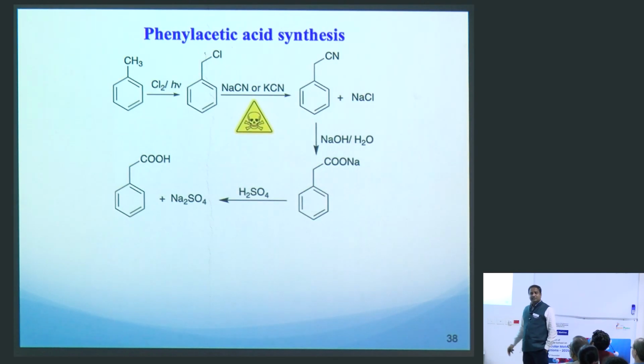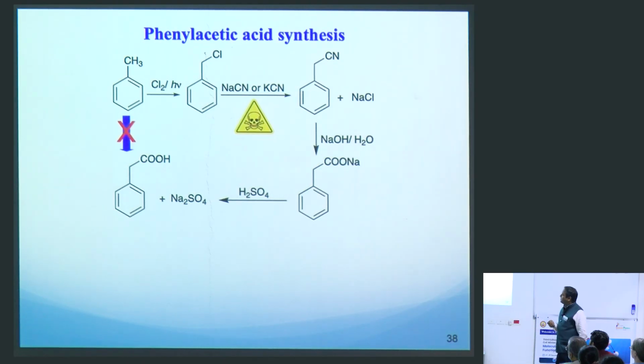Normally, how do industries make phenylacetic acid from toluene? First they do chlorination under photolytic condition, followed by sodium cyanide. So they do the SN2 reaction, then they get benzyl cyanide, followed by formation of salt, hydrolysis, and then they get phenylacetic acid. But if you look at this method, industries need to use potassium cyanide or sodium cyanide. It's highly toxic. It's harmful. It's not something one can easily do.